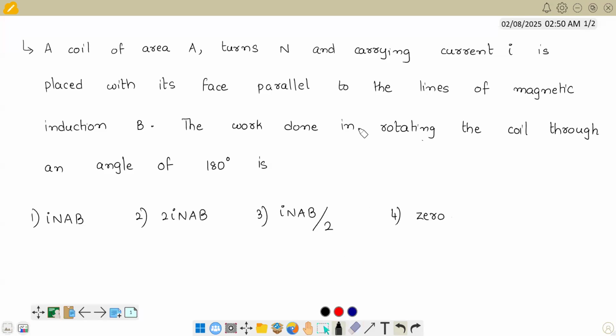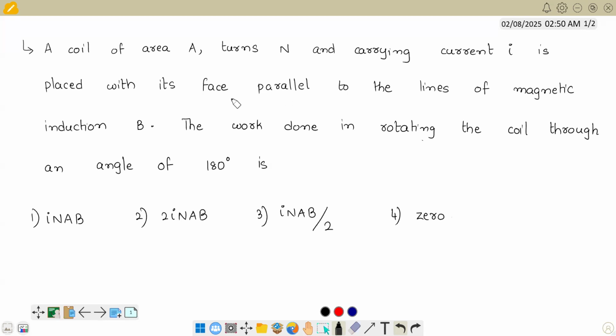Hello student, the question says a coil of area A, turns N, and carrying current I, is placed with its face parallel to the lines of the magnetic induction B. The work done in rotating the coil through an angle of 180 degrees.